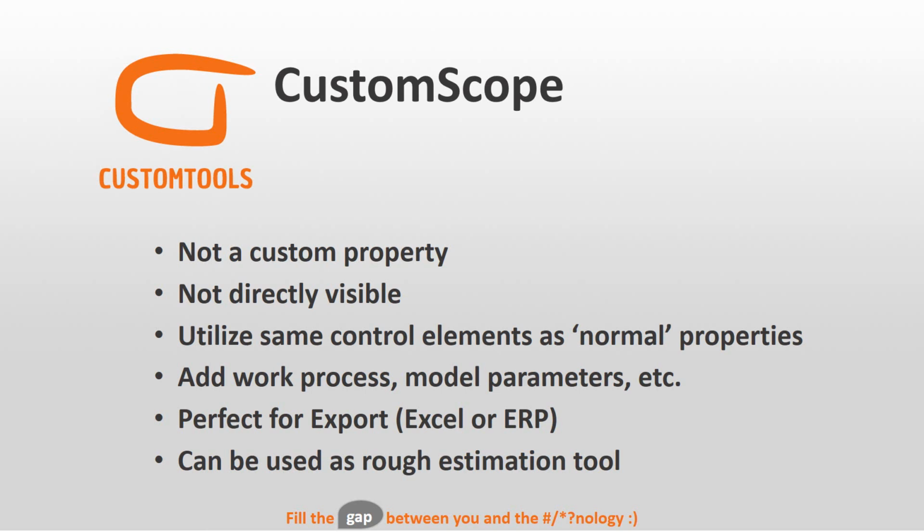It is a set of properties which are not readable in the file properties. It is more like a set of data that is being used in downstream processing or as an extended set of properties. We almost have the same type of control elements as in the regular set of properties. We can, for instance, add a work process to any given file, and you will see this live shortly. This data can then be included when you run an export to Excel or to an ERP system.